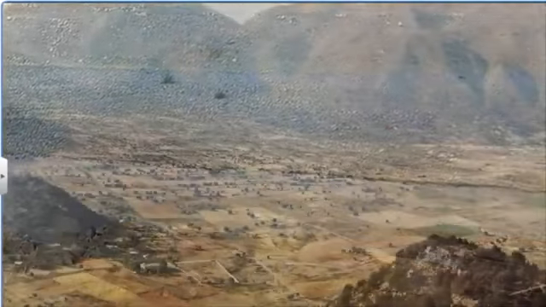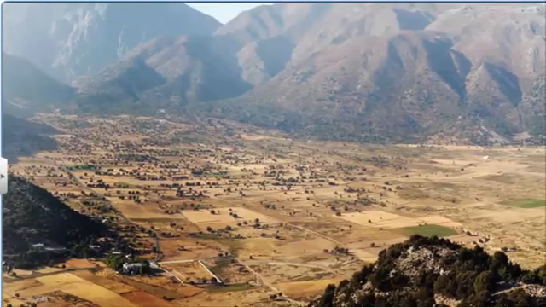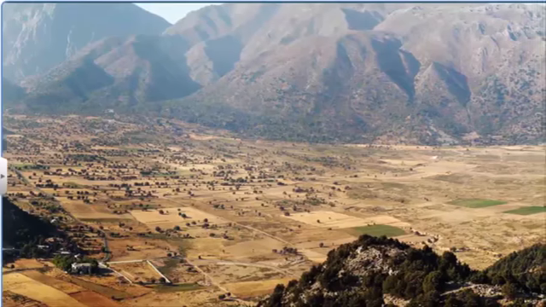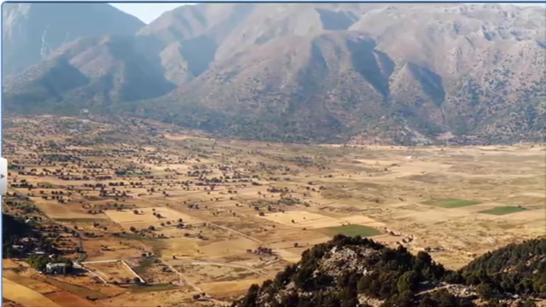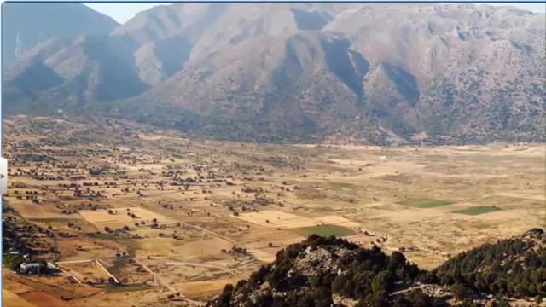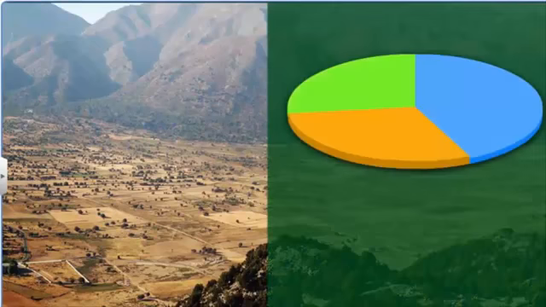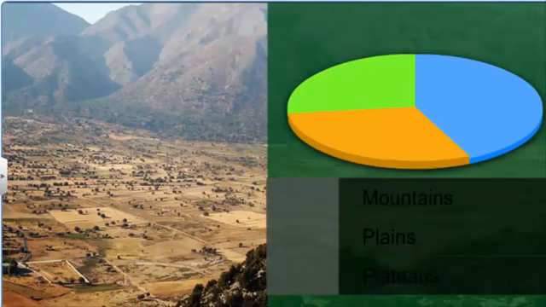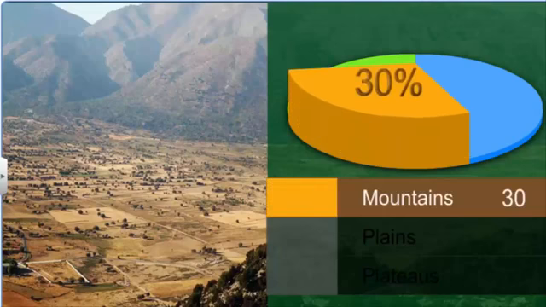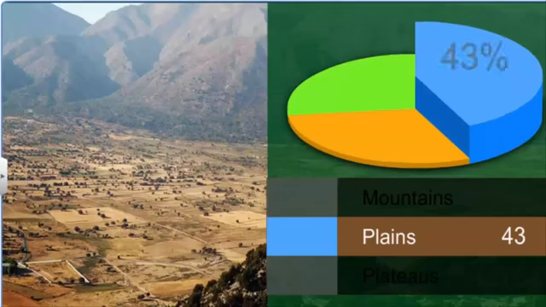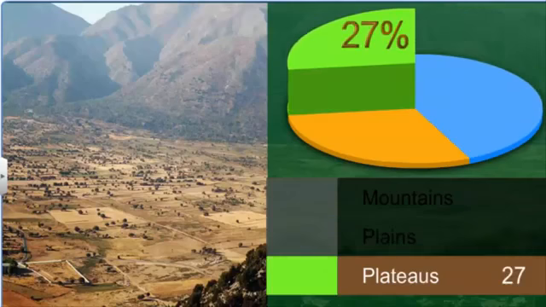A plateau is an elevated, comparatively level expanse of land. Plateaus are rich reserves of minerals, fossil fuels, and forests. Land in India can be divided into 3 main relief features. Around 30% of our land is occupied by mountains, 43% of it is plain, and 27% is in the form of plateau.